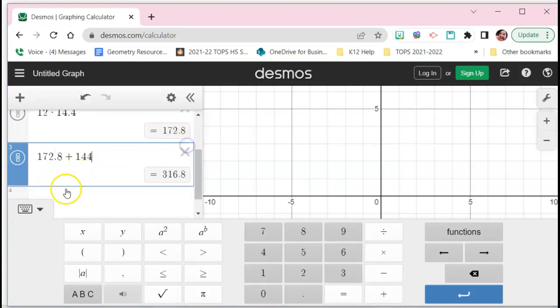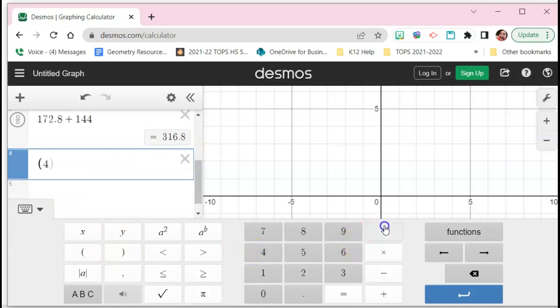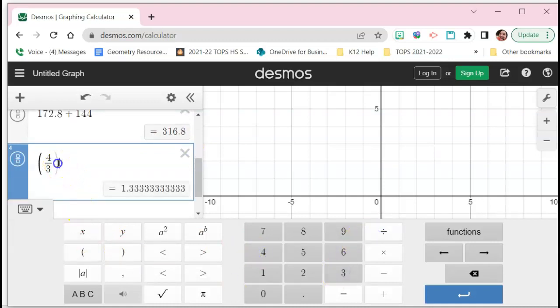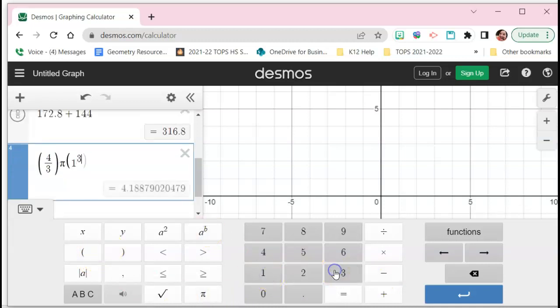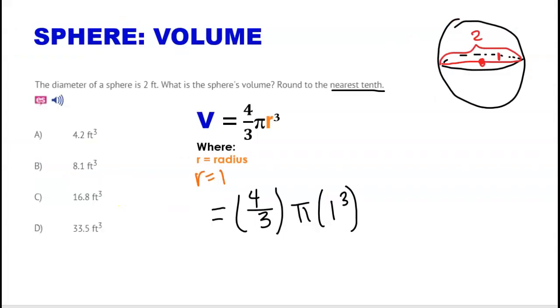So we've got 4 divided by 3 times pi times 1 to the 3rd. And we got 4.188. And they want 1 decimal place. They want it to the tenth. So this 8 is going to impact the 1, right? So it's going to round to 4.2. So the correct answer is A.